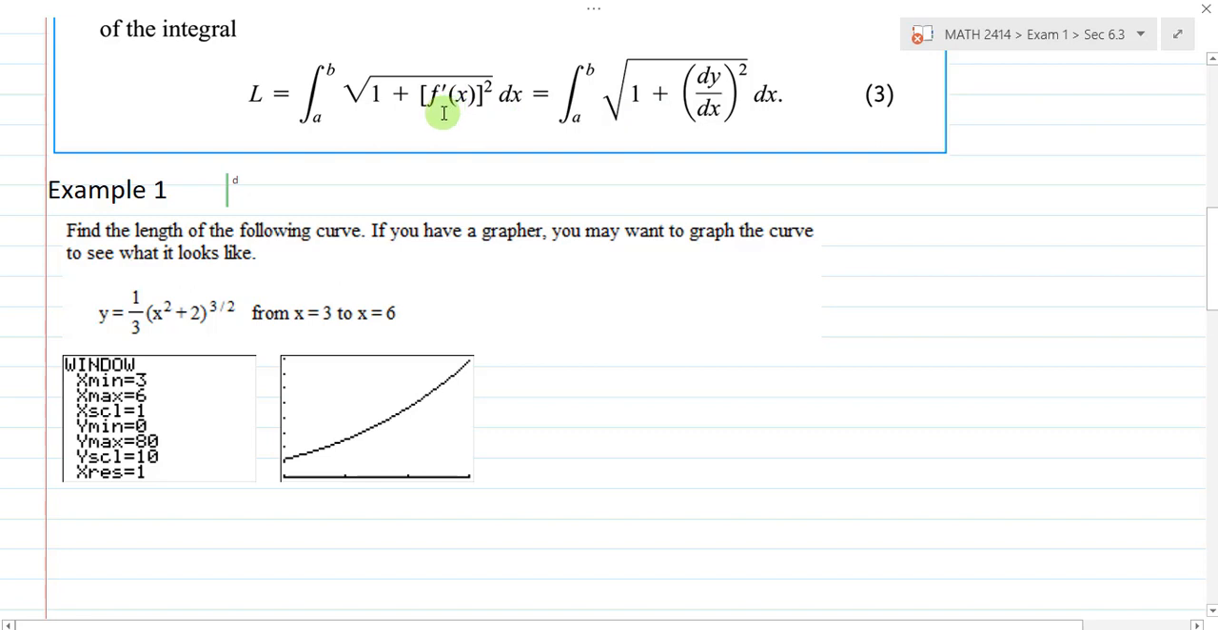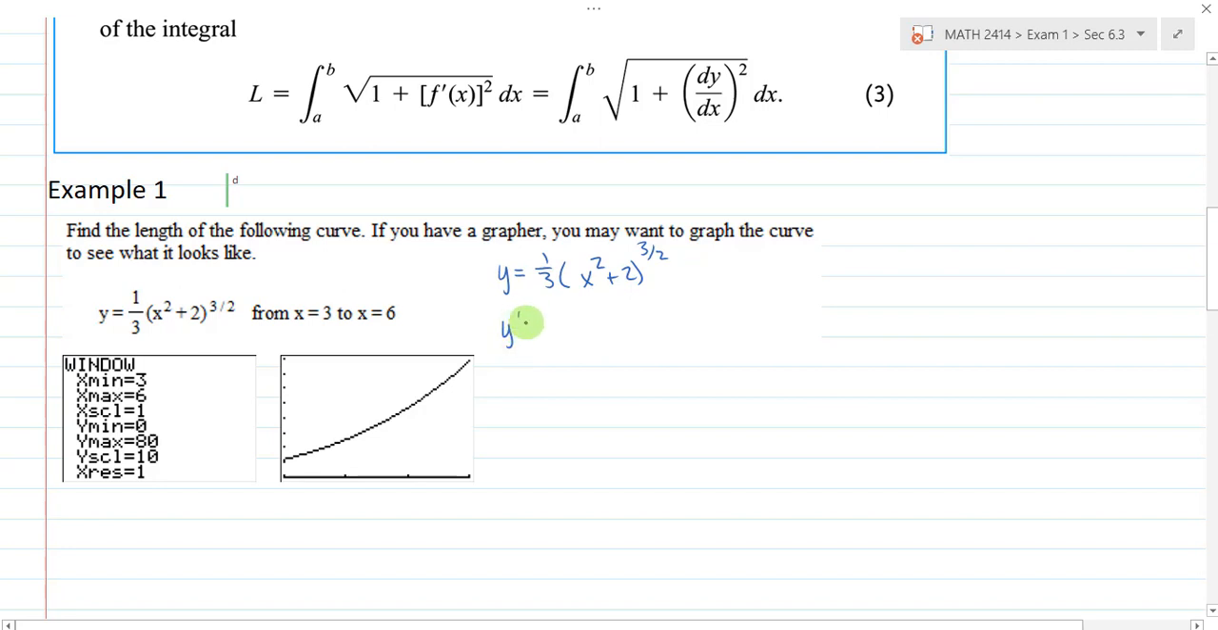Since we know we need the derivative for the arc length formula, we're going to start by finding the derivative. The bounds on x here are going to end up being the bounds on our integral because they're the bounds for the curve. And how I got this graph was I graphed this function, and this is the window that I used, and this is what I got from my calculator. So to start this problem, we have y equals 1/3 times x squared plus 2 raised to the 3/2 power.